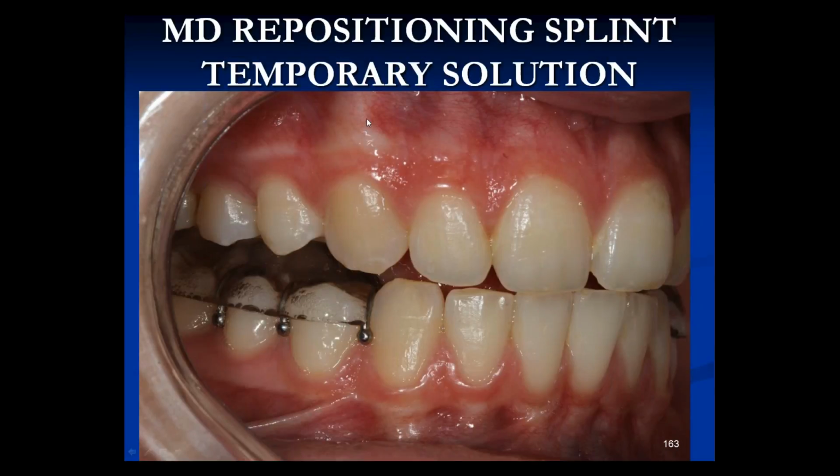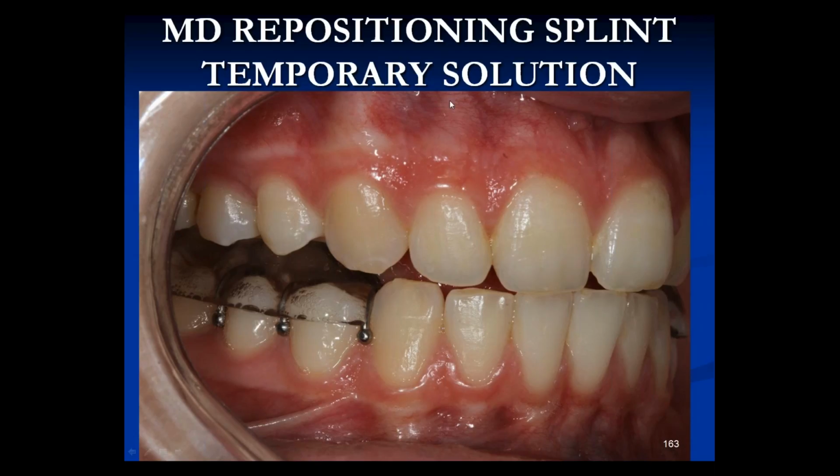Okay, so almost done. Repositioning splint is a temporary solution. If the patient has no money, they stay with this. If the splint wears down, we add to it, add the acrylic, and build it up again. I've got some patients been in splints for 5 or 6 years. Every year they come in, we add a little to the top of it, and they go back home and they're happy. However, it's a temporary solution.